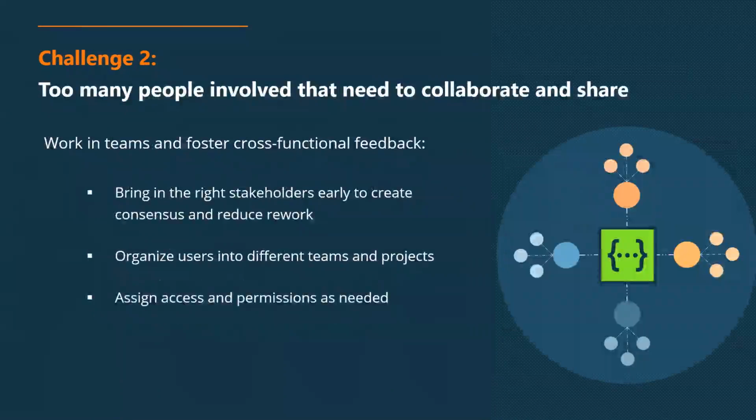The second challenge involved collaboration, allowing different team members to collaborate, share, and work on those API definitions. So we can see here we have cross-functional feedback. Different team members can come in, review, leave comments, and we can assign permissions to those.